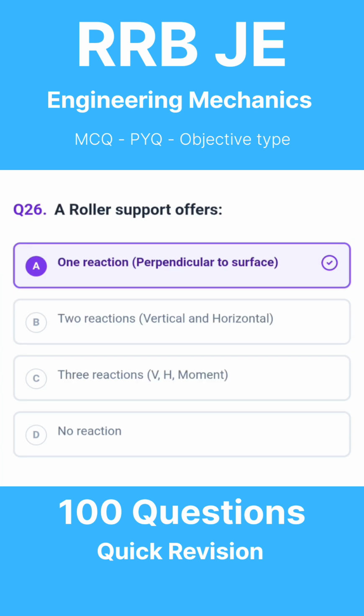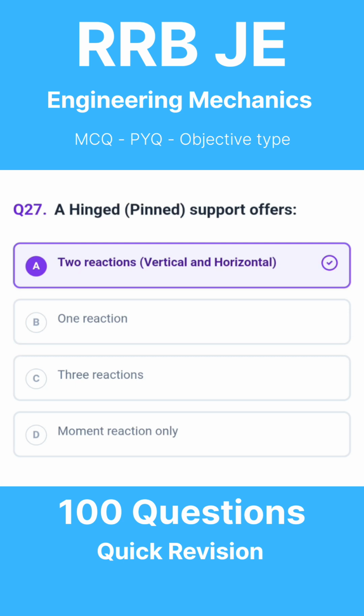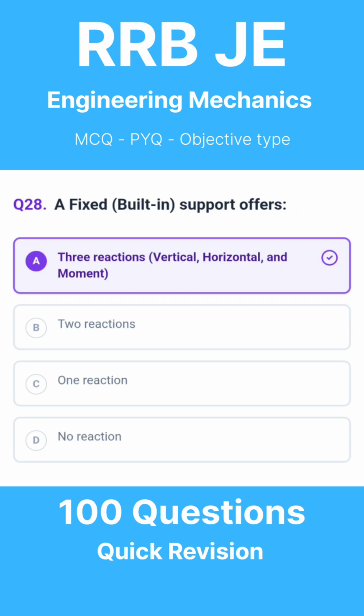Question 26. A roller support offers. The correct answer is 1 reaction perpendicular to surface. Question 27. A hinged or pinned support offers. The correct answer is 2 reactions, vertical and horizontal. Question 28. A fixed or built-in support offers. The correct answer is 3 reactions: vertical, horizontal, and moment.